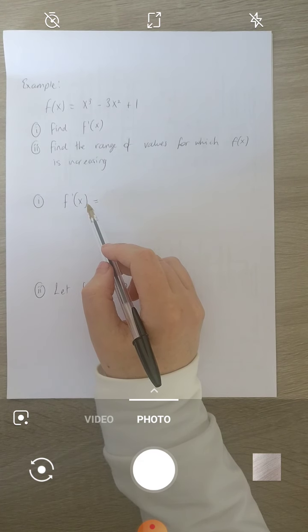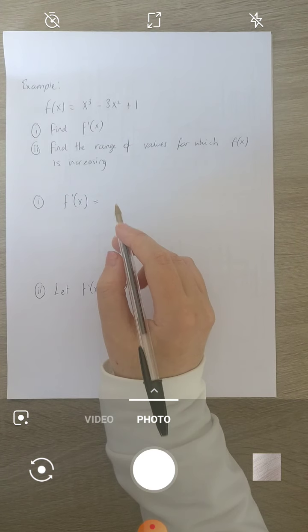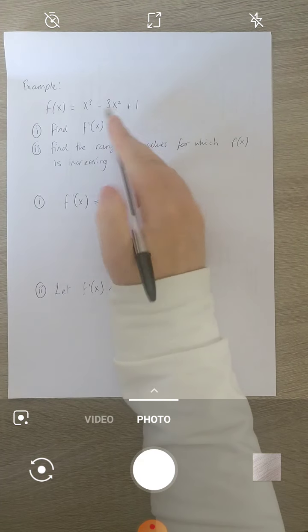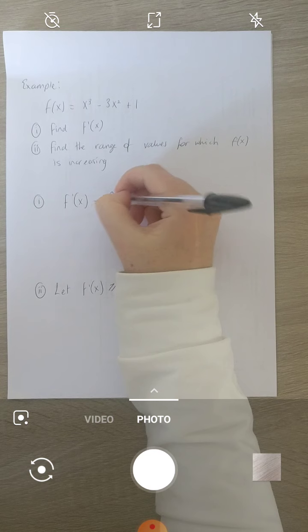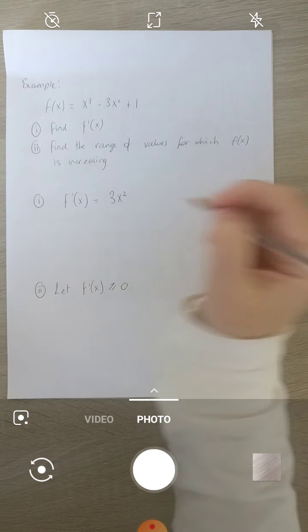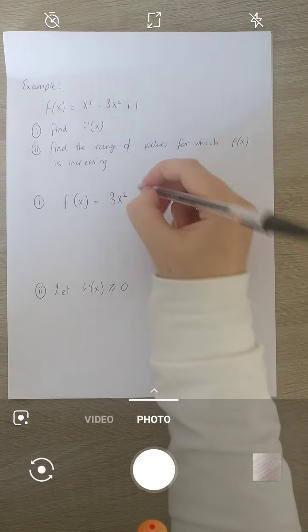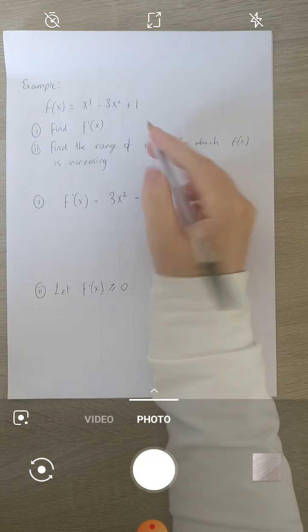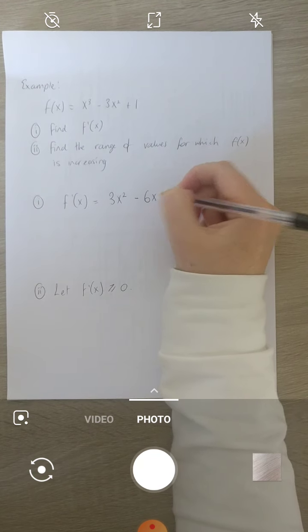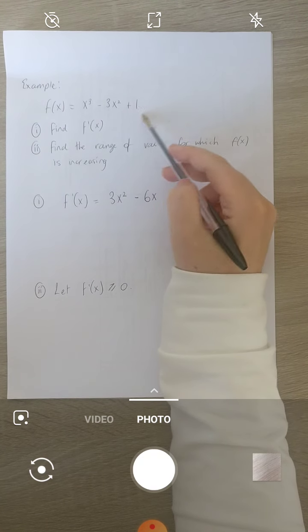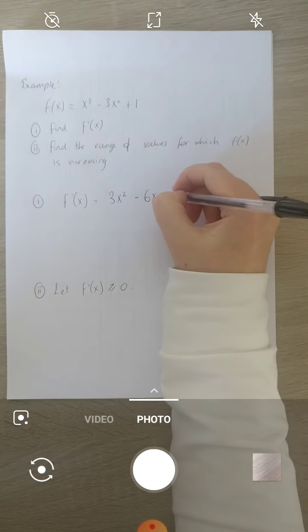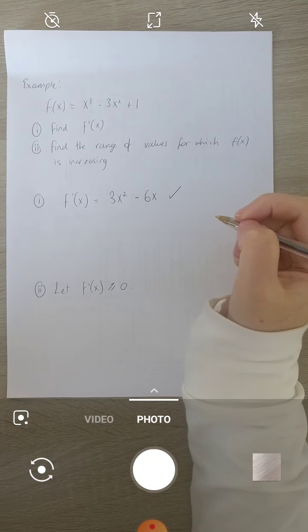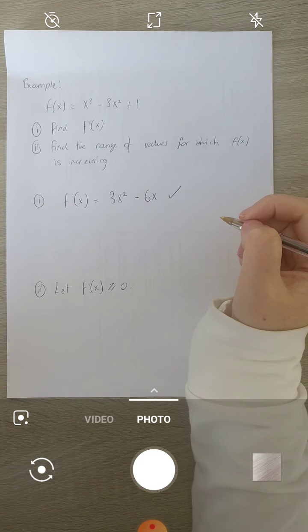So x cubed minus 3x squared plus 1. If we differentiate that, we have 3 times x, so it's 3x, reducing the power by 1 is 3x squared. Minus 2 times 3 is 6x, and reducing the power by 1 is just 6x to the power of 1. And remember, 1 doesn't have an x, so we're not differentiating that. So the first part is 3x squared minus 6x.